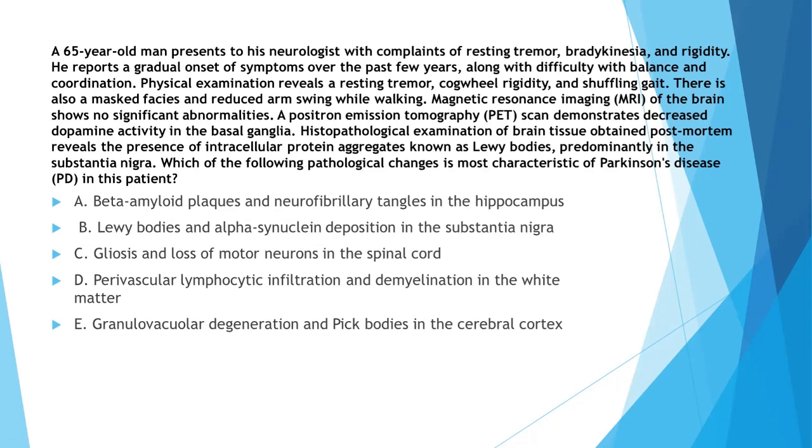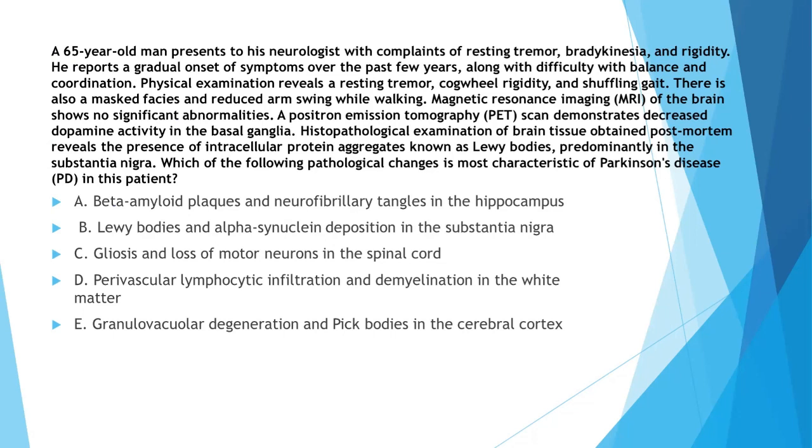Now, let's see how the Parkinson's disease patient will present to you. A 65-year-old man presents to his neurologist with complaints of resting tremor, bradykinesia, and rigidity. He reports a gradual onset of symptoms over the past few years, along with difficulty with balance and coordination. Physical examination reveals a resting tremor, cogwheel rigidity, and shuffling gait. There is also a masked facies and reduced arm swing while walking. MRI of the brain shows no significant abnormalities. A positron emission tomography scan demonstrates decreased dopamine activity in the basal ganglia.